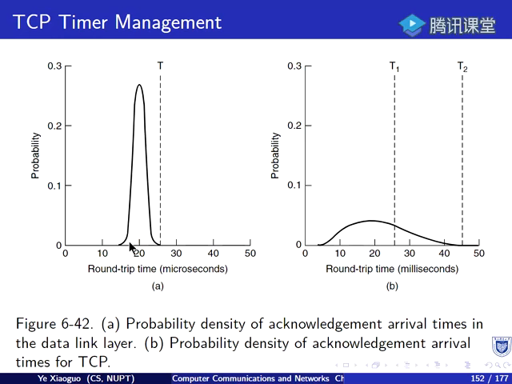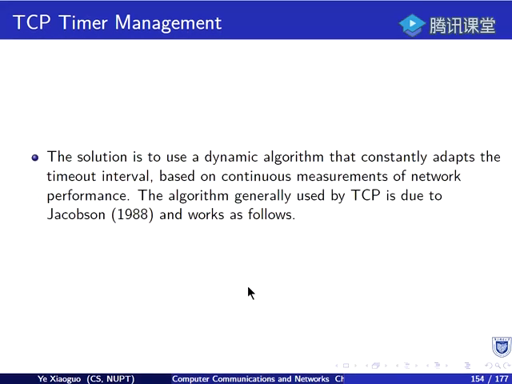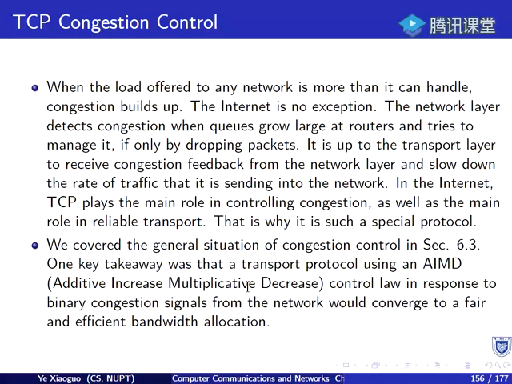Usually, the timeout is near 20 microseconds. Now we will not discuss timer management in detail. Now we will talk about TCP congestion control.